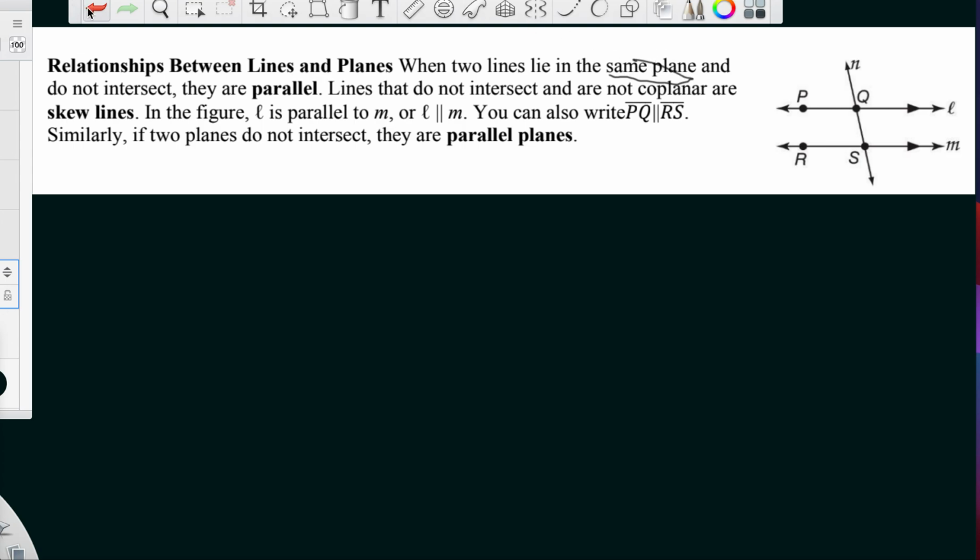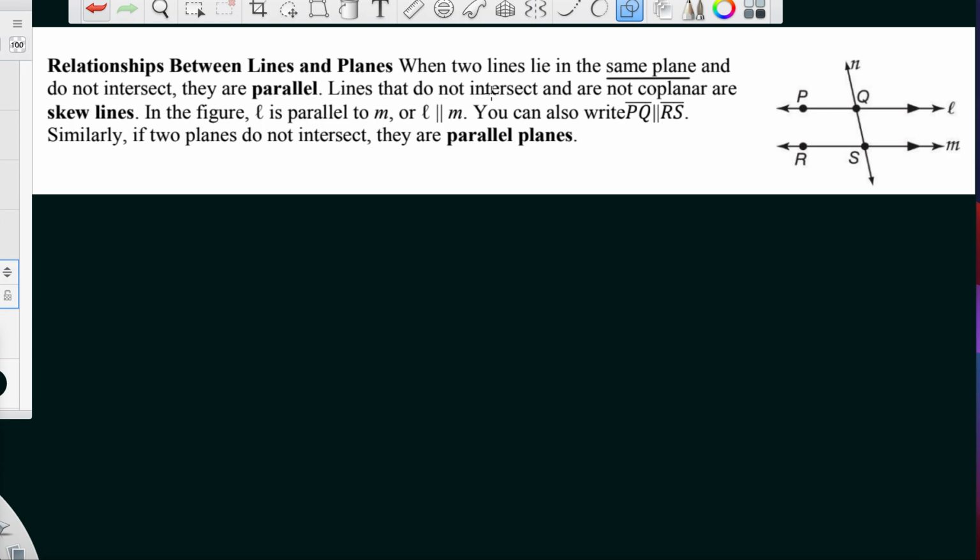Oof, that's horrible underlining. Maybe I'll do it like this. Here's how I'll underline it. They're on the same plane, right? Cool. There it is. They're on the same plane, and they don't intersect. So we'll get rid of this so you can see it. Parallel lines are on the same plane and don't intersect.